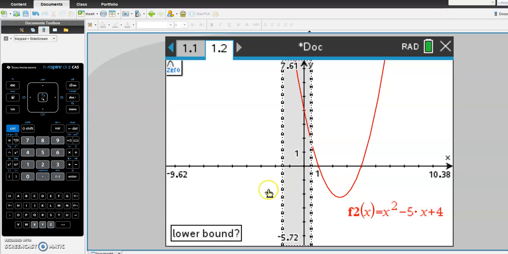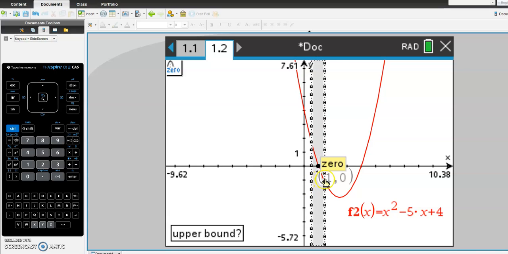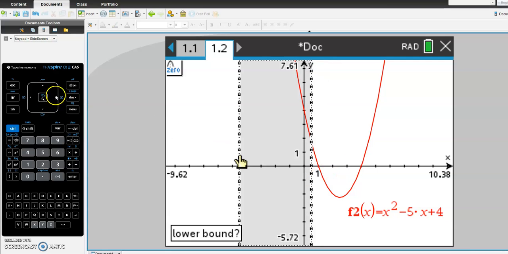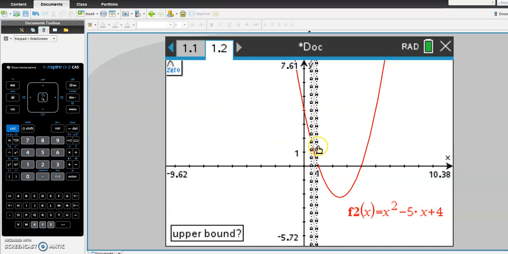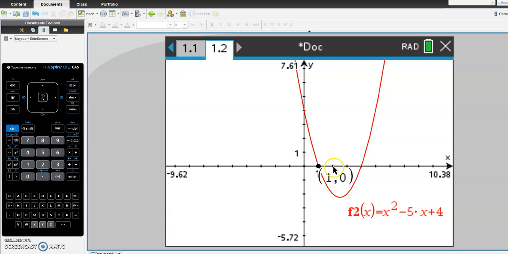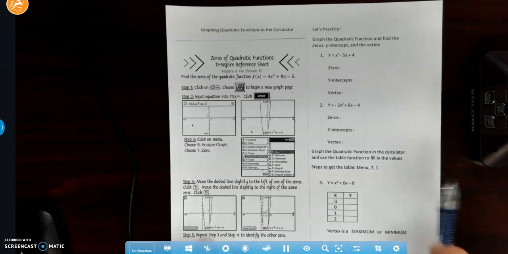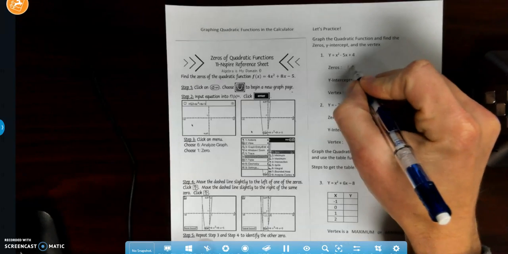You're going to go over to the right side because now we want the upper bound. So you're going to go over to the right side of the point. Here's the point. The way I do that is either I can press this arrow key to get over there, or I can just move my thumb across this middle button and it will scroll over. So be on the right side, press enter again, and it's got a zero or an X-intercept at 1, 0. Alright, so we're going to write that down, 1, 0.